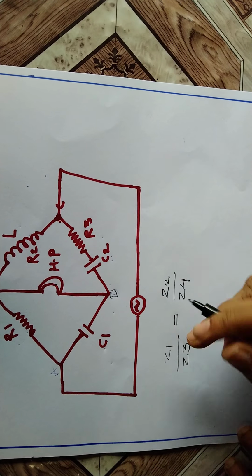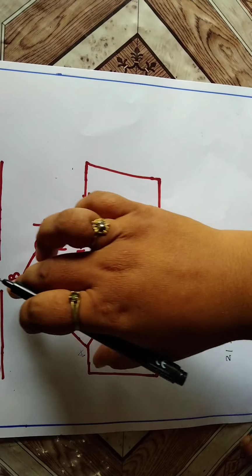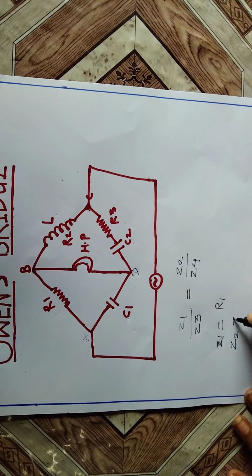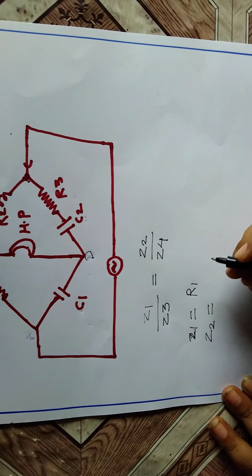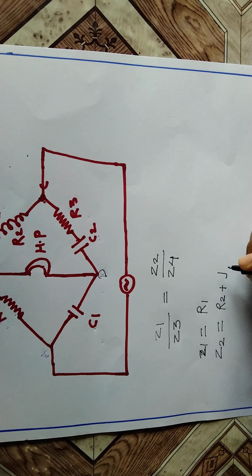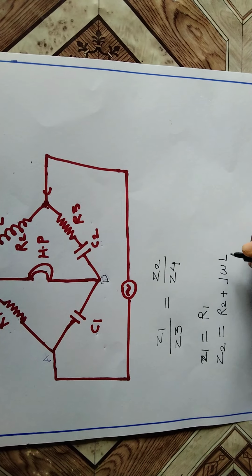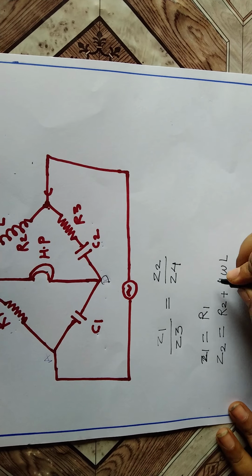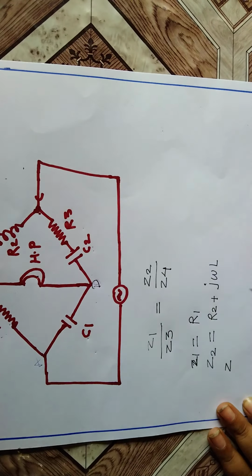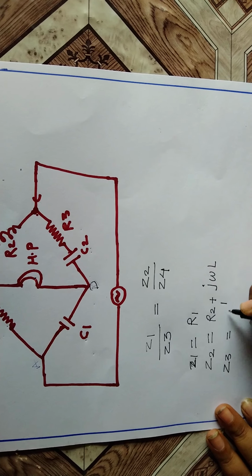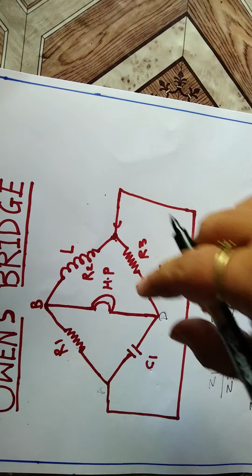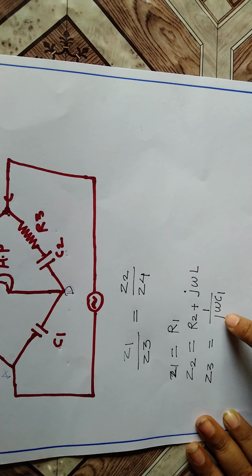From the figure, Z1 is equal to R1. Z2 is equal to R2 plus j omega L. Z3 is 1 by j omega C1, since this is C1.